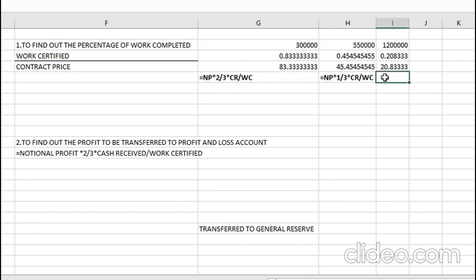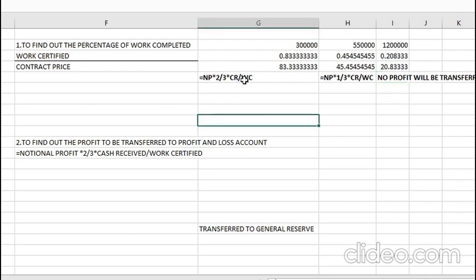So when your contract price is 12 lakh, the percentage of work completed is 20%. According to the rule, if the percentage of work completed is less than 25%, then no profit will be transferred to profit and loss account. So no profit will be transferred.